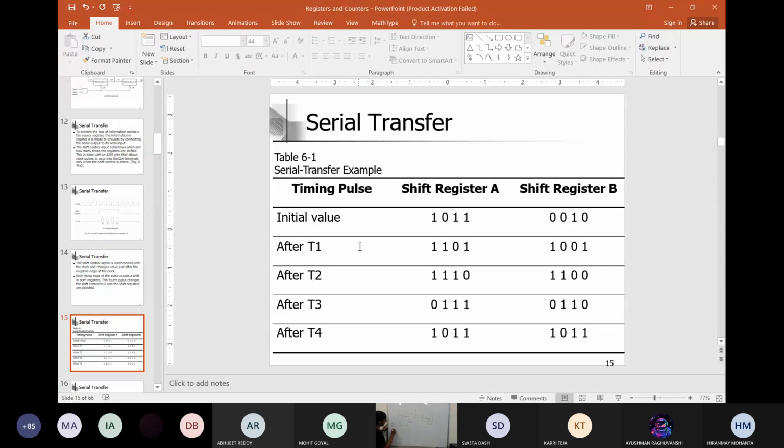So initially there is some information here, there is some information here. So that initial one is already there. What is that? 1011. And that particular one is having 0010. Okay. Now, after T1. T1 means what? The pulses what I have shown in the timing diagram. What is happening? There is a change. Can you identify what is the change?